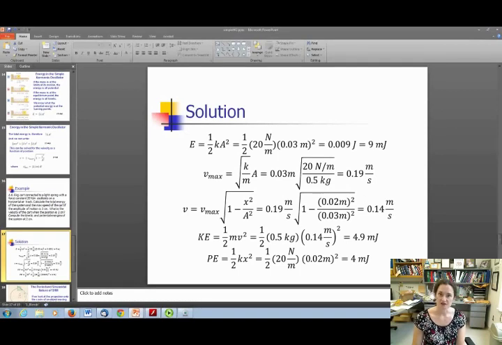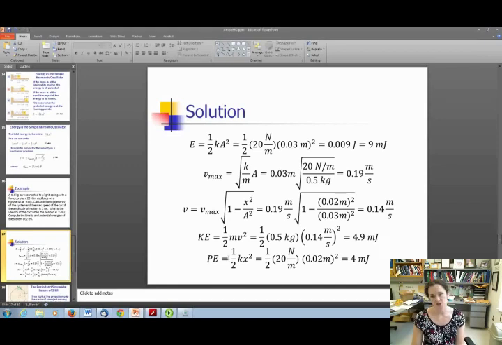It also asked, finally, for the kinetic and the potential energies. The kinetic energy is 1/2 mv squared. Plugging in our numbers, we get 1/2 times 0.5 kilograms times 0.14 meters per second squared. If I solve for that, I get 4.9 millijoules, again keeping 2 sig figs.